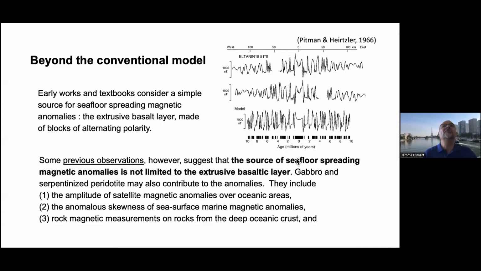Well, the conventional model, as I just said before, considers a simple source, as it is here on the right in the 1966 paper, considering only the extrusive basalt layer made of blocks of alternating polarities. Some previous observations, however, suggest that the source of seafloor spreading anomalies is not limited to the extrusive basaltic layer, and that gabbro and serpentinized peridotite may also contribute to the anomalies. They include these three things that I will rapidly describe.